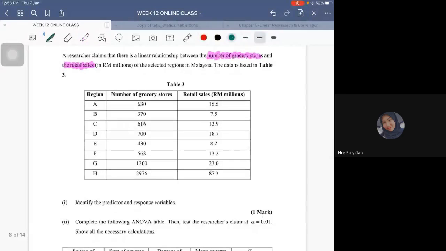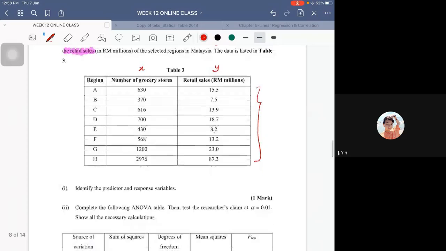Previously, all the calculation was done, but for this one, no calculation is done. You are only given the data. Now, can anyone tell me which one is going to be the X and which one is going to be the Y? The grocery stores will be X, and then the retail sales will be Y. Exactly. The number of grocery stores is going to be our X. The retail sales is going to be our Y, because the sales depend on the number of grocery stores. The question says to set the predictor and response variable.